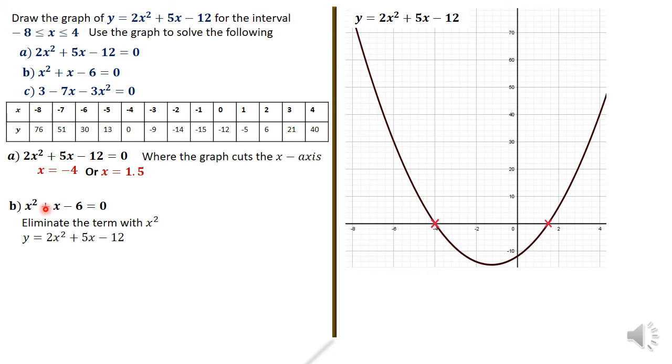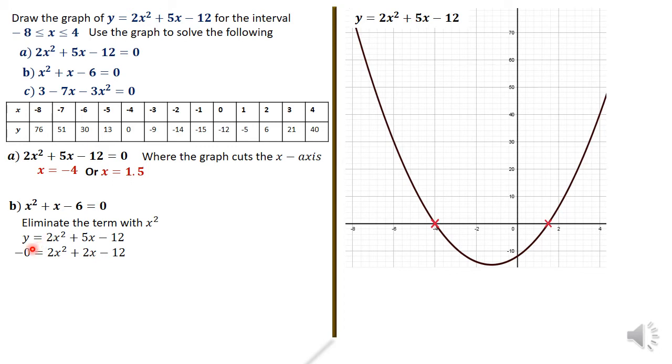This is what we do. I've written y equals 2x squared plus 5x minus 12. That is the equation we were given at the beginning. But this other one here, I'm going to write it but multiply all through by 2, so that the coefficient of the first term is the same as the coefficient of the first term of the equation y equals 2x squared plus 5x minus 12. Why it's that way is because I want to subtract to eliminate the x raised to power 2, and so we have it there. Everything here multiplied by 2 gives us 2x squared plus 2x minus 12.